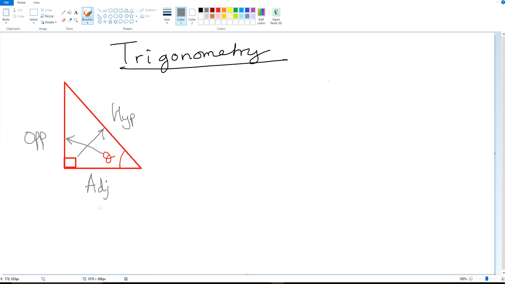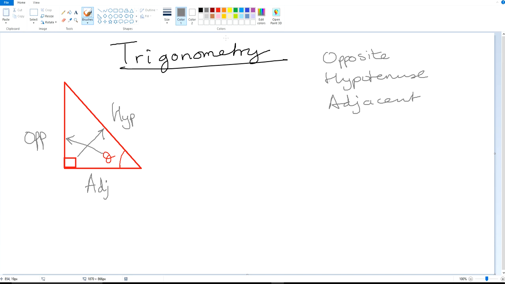So in our trigonometry questions, it's dealing with the opposite side, the hypotenuse, which is the longest side, and the adjacent. And I've used these three letters for short, rather than writing the whole thing out.